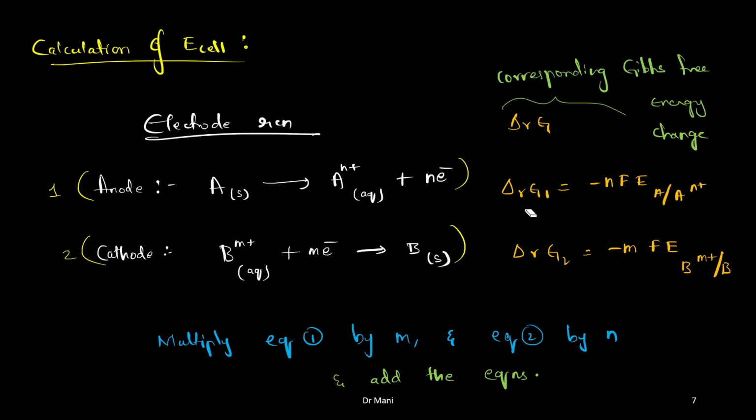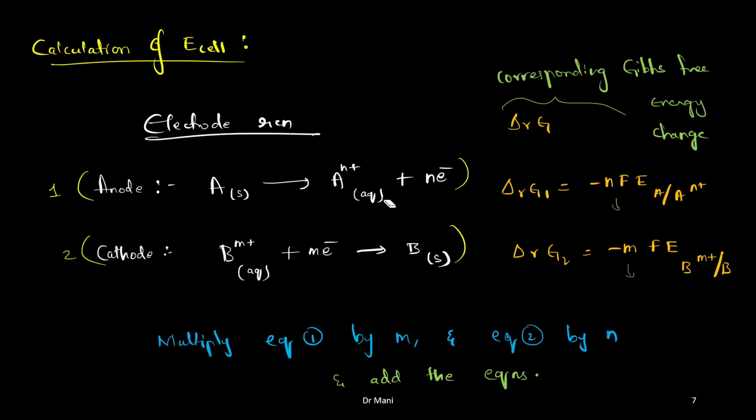Is that clear? At the anode, it will be given by n into F E. At the cathode, it will be given by minus n F E, because here n means the number of electrons involved in this. Is that clear? So what is this? Oxidation or reduction? Reduction.